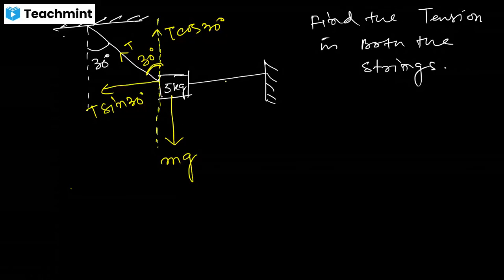There is another string which is attached with the 5 kg. So along that string, the tension force will be different. It will be T1, right? There are two strings, so there will be two different tension forces. The string which is acting at an angle of 30 degrees, the tension force acting along it is T. But the string which is horizontal and attached with the 5 kg has the tension force T1. Is it clear up to that much or not?